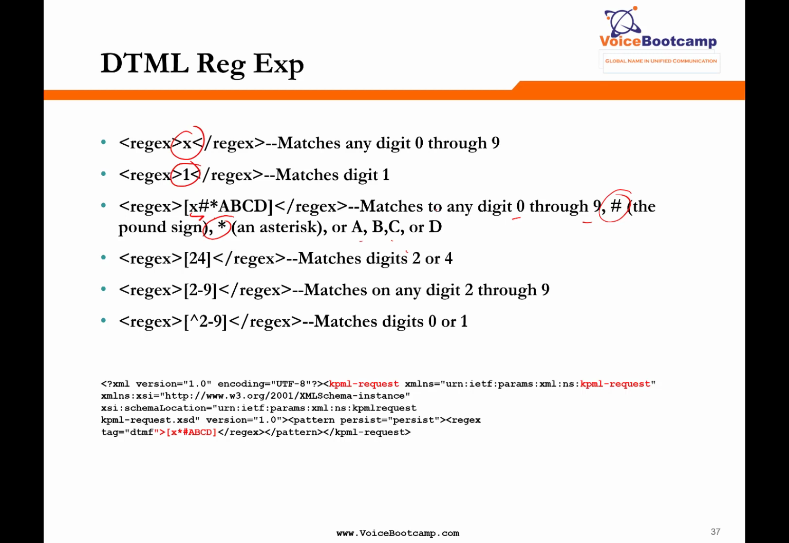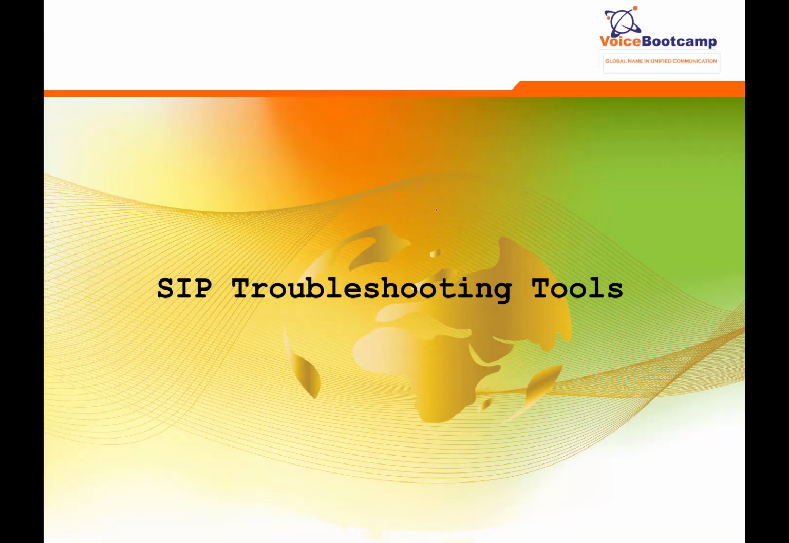So these are the various patterns that you can actually include in your response. When the phone receives that information in a response or request, it basically indicates that this is the pattern that you're allowed to dial. If what you dial does not match the pattern, your SIP call will not be established.